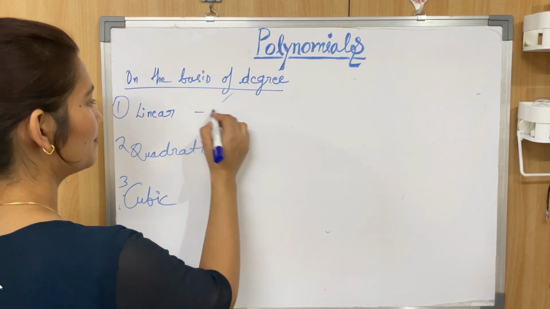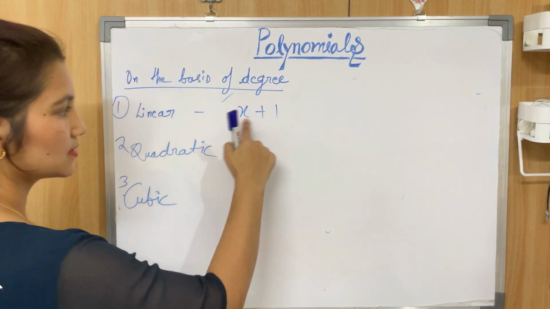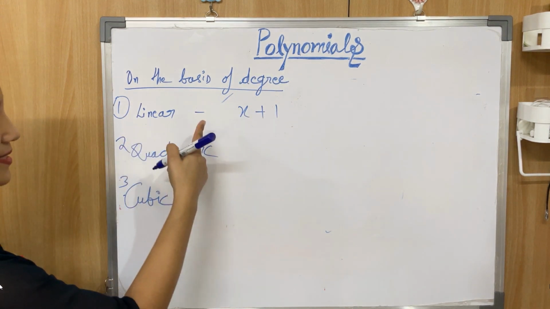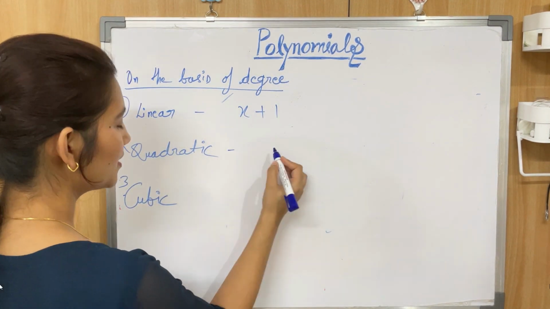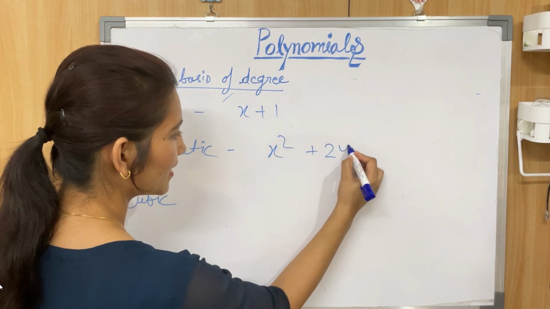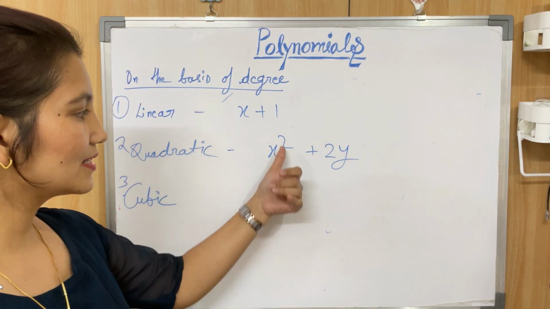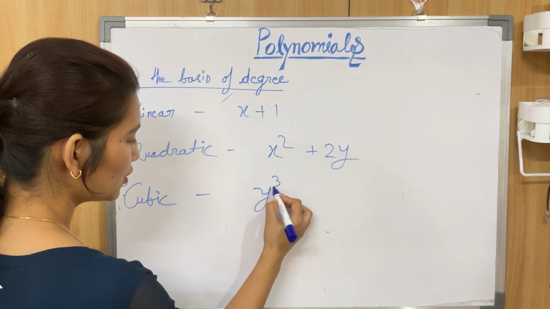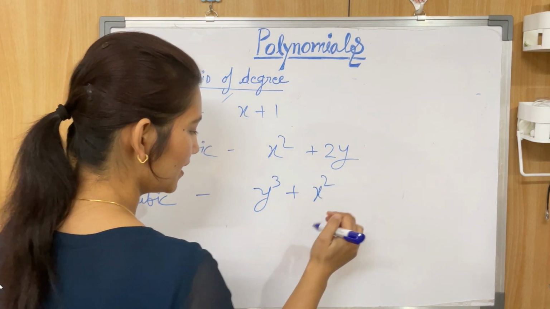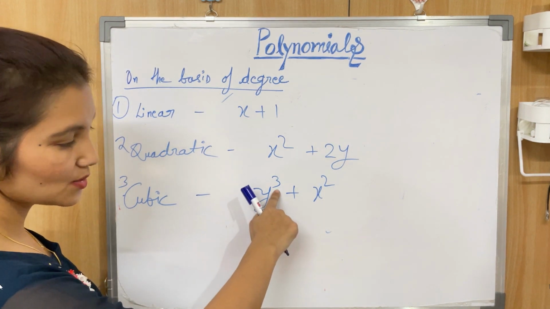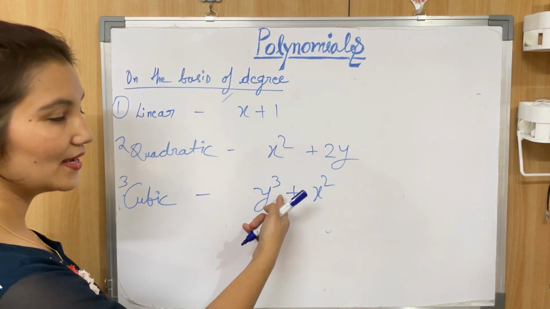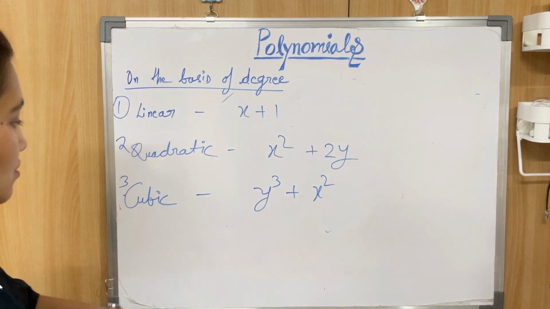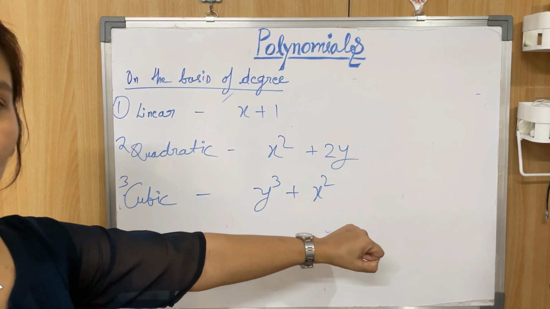So let's take some examples. x plus 1. The highest power is 1, the degree is 1, so that is a linear polynomial. Quadratic polynomial: x square plus 2y. This is a quadratic polynomial because the degree is 2. Now cubic polynomial: y cube plus x square. Here in this expression, what is the highest power? The highest power is 3, which means the degree is 3, and degree 3 means it is a cubic polynomial.